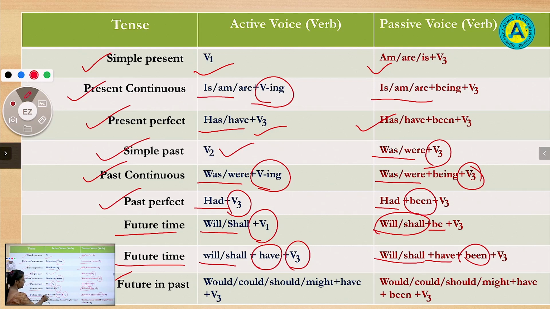Future in past. The past form of will is would. So, what is the verb form of active voice in future in past? Yes, students. Would/could/should/might followed by have followed by verb 3. So, what are the verb forms in passive form? Yes, students. Would/could/should/might followed by have, then been followed by verb 3. These are all about the structures of active voice and passive voice.